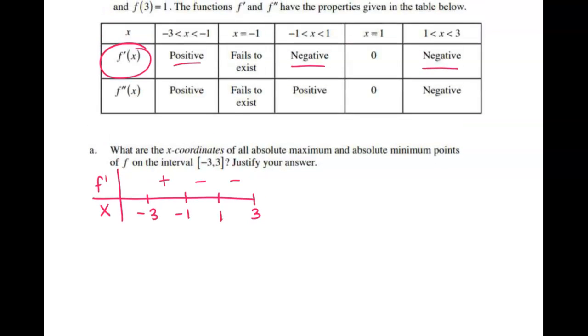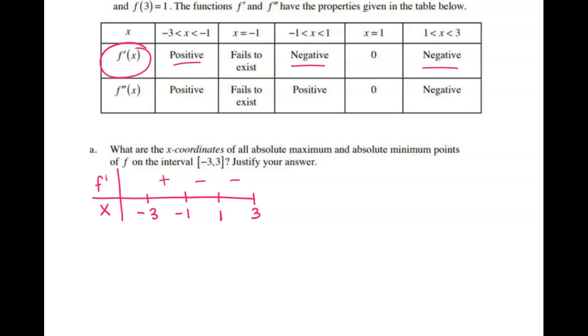So, looking for our absolute maximum, since the derivative was greater than 0 only on -3 to -1, f is increasing on -3 to -1, and then starts decreasing at -1, so f must have an absolute maximum at x equals -1.